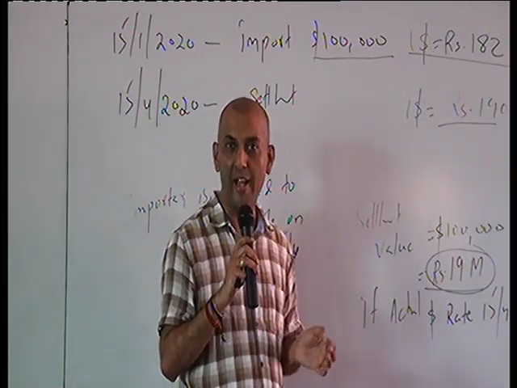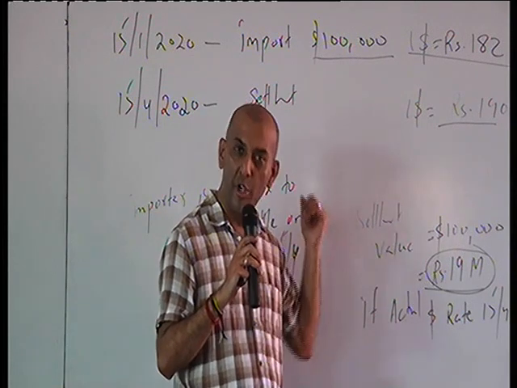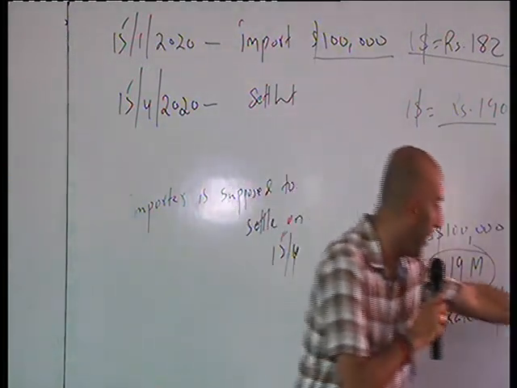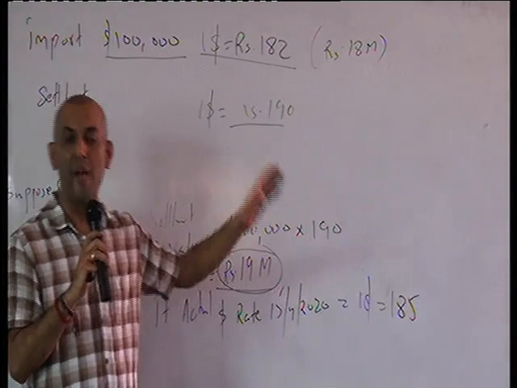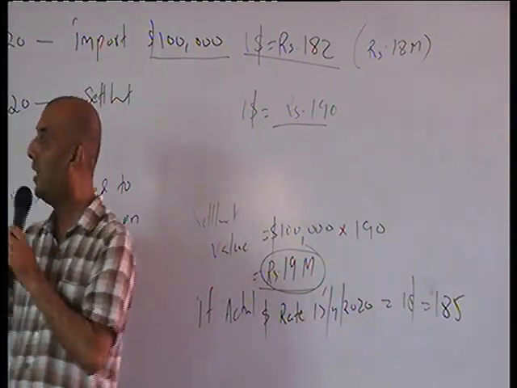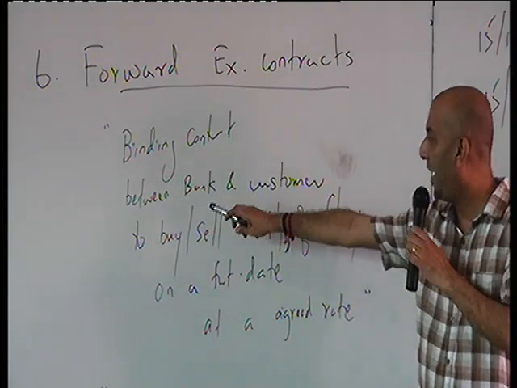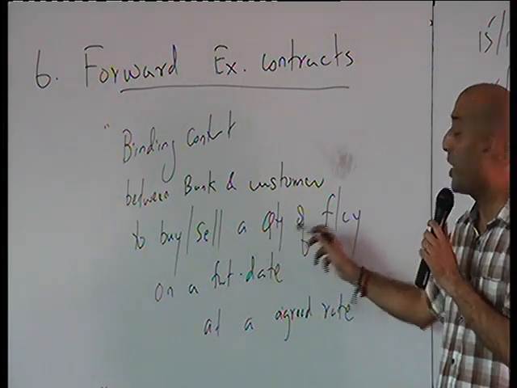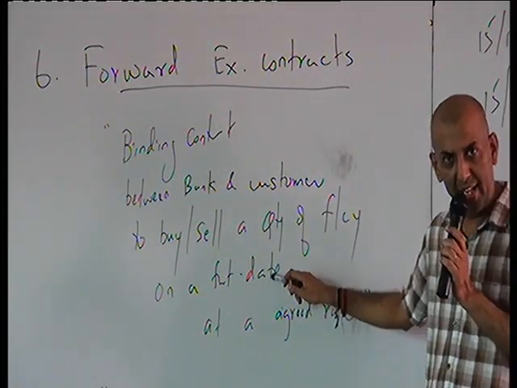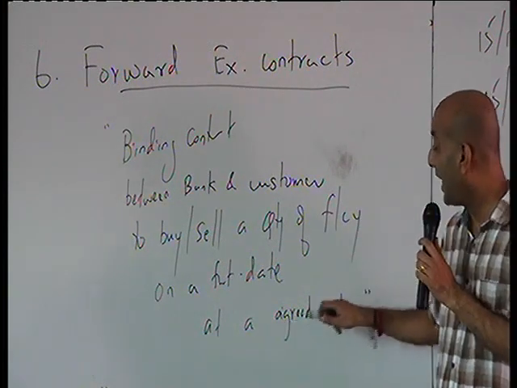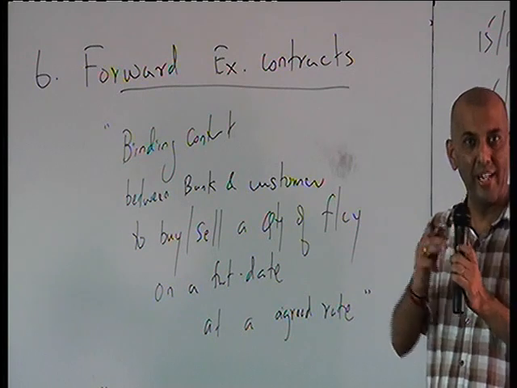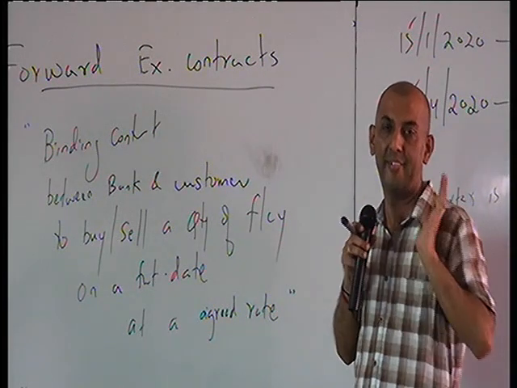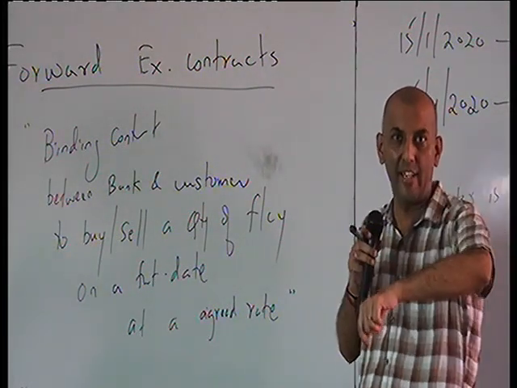Since it's a binding contract, once you enter into the contract, on the due date, you have to exercise the contract at 190, even though the market rate is favorable. That is why it's called a binding contract between bank and customer to buy, sell. It can be both. A quantity of foreign currency on a future date, any date you can specify, at an agreed rate today. You agree the rate today, not on the future date. Today, 15th of January, you agree with the bank what the rate is. 15th of April we will buy, but today the rate is agreed.